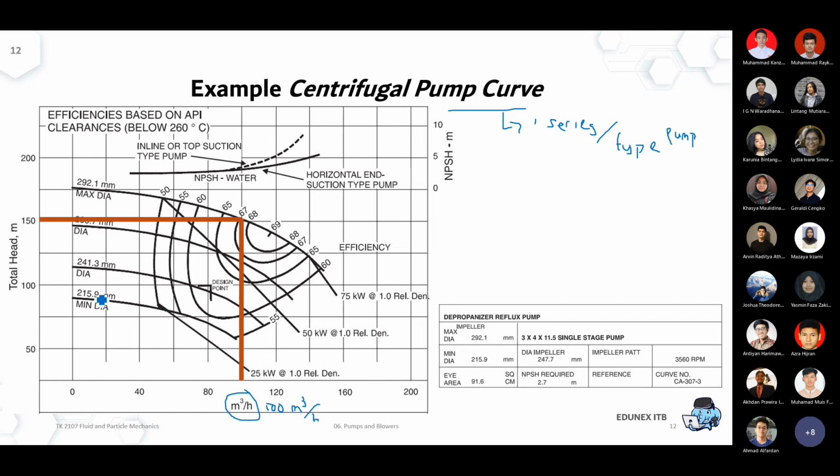Let's say they give you four impeller diameter options. The lowest one is a 216 millimeter impeller diameter, and the biggest one is a 292 millimeter impeller. So those are our options.